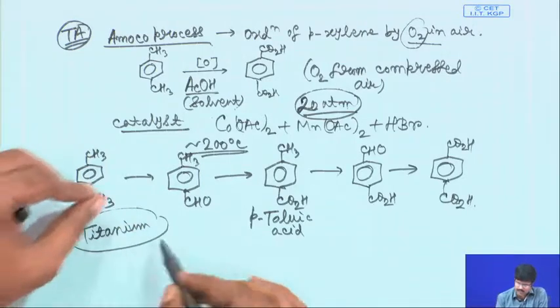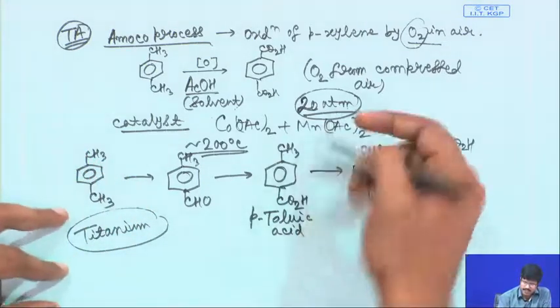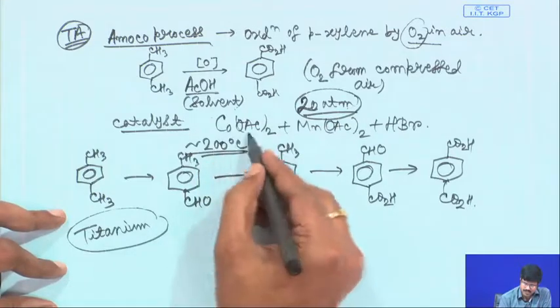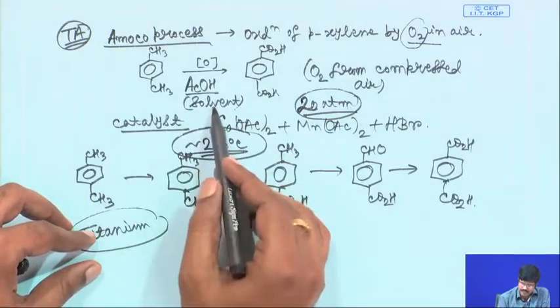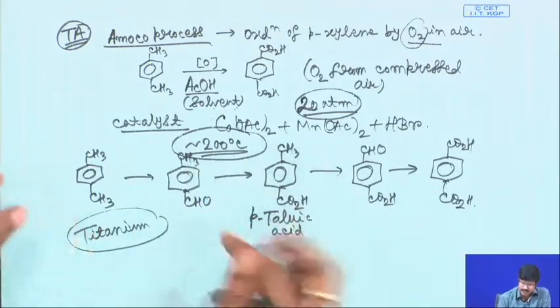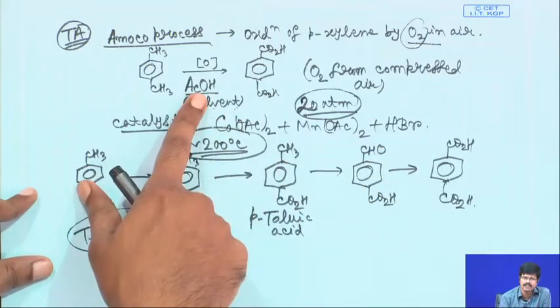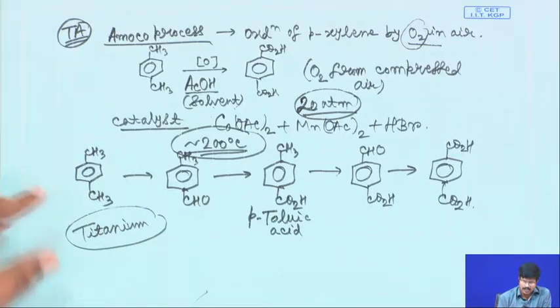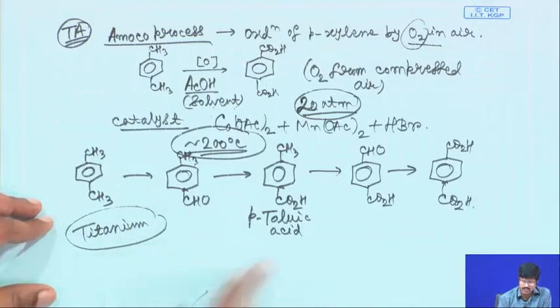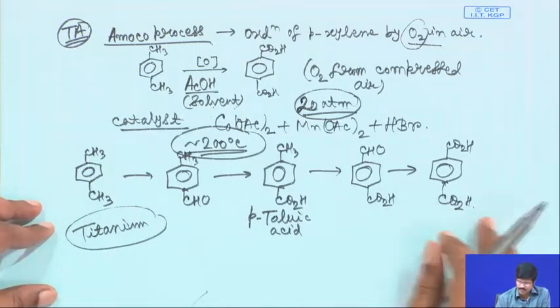The reason why you are using titanium is that you are doing the reaction at a high temperature of 200 degree Celsius, and at this temperature you have acetic acid as the solvent and this mixture as the catalyst. The mixture of hydrobromic acid and acetic acid at this high temperature is highly corrosive, so it can corrode your reactor wall also. That is why you are using titanium to prevent that problem, and that is why the reactor is expensive.